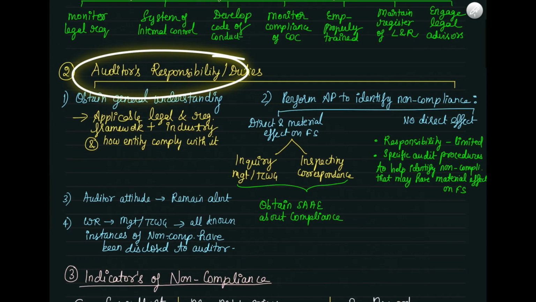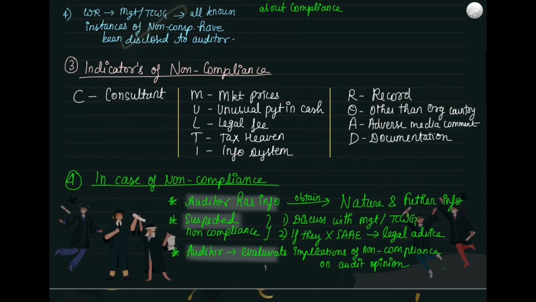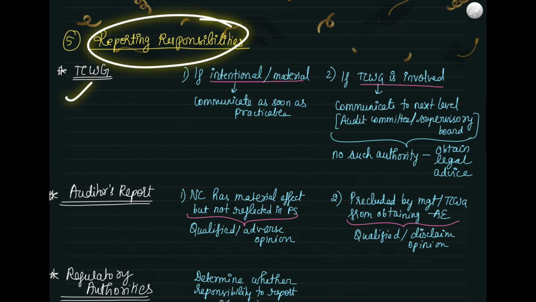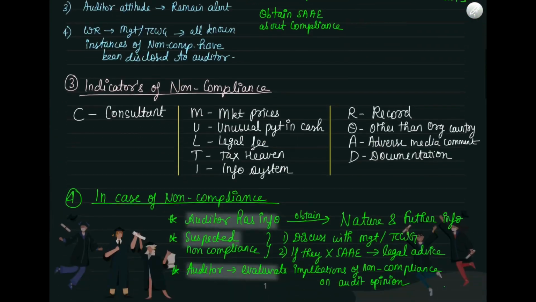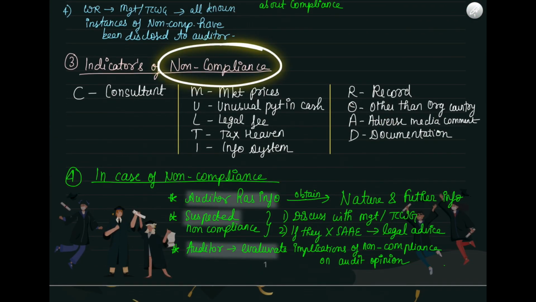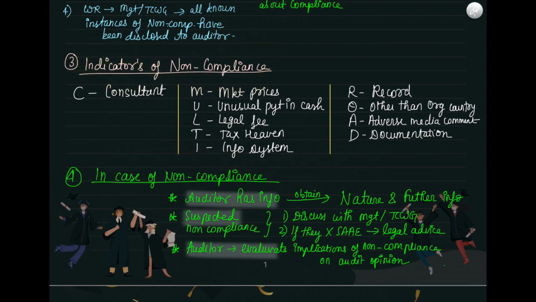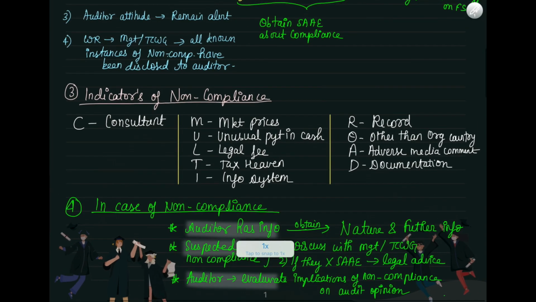And then what was the auditor's responsibility? He has to obtain general understanding, he has to perform audit procedures, he has to maintain a skeptical attitude, and then finally he has to get a written representation. So when he finds any non-compliances, what is his role, what is his duty, who all he has to report to: the TCWG, in the audit report, as well as the regulatory authority if he has to report. Finally, if there is any non-compliance, what are the indicators that you can see? How will you get the smell of non-compliance? They have given you a few indicators by which an auditor can remain alert. If he sees any of these, he can think that here non-compliance could have happened.